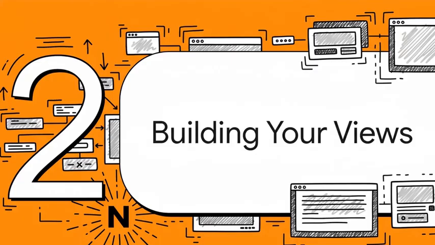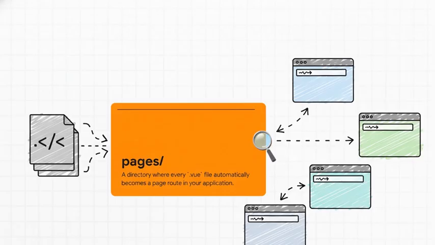So, now that we have our project running, let's get to the fun part, building the user interface. Nuxt uses this really smart and intuitive set of conventions to structure all your views. First up is the Pages directory. This is basically the heart and soul of Nuxt file system routing. You just create a Vue file in here, give it a name, and Nuxt automatically creates a URL for it. You never have to touch a router configuration file.